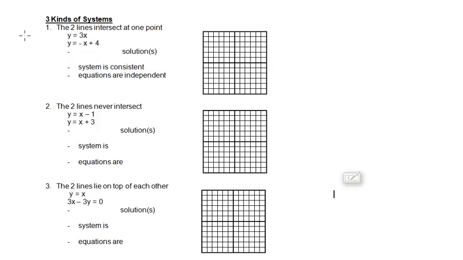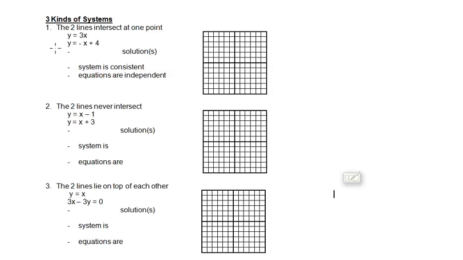A system of equations is a set of two or more equations, and for our situation, we are going to look at equations with two variables, x and y. So each of these equations can be graphed, and when you graph lines, it's possible to have three different outcomes. The first situation is where the two lines intersect at one point.